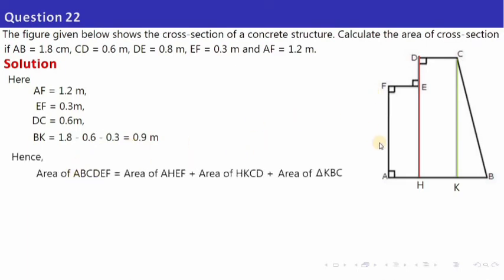Now the question is asking you to find the area. So the area of this figure ABCDEF will be equal to the area of AHEF plus the area of HKCD plus the area of triangle KBC. Now the area of rectangle AHEF. What is the length? AF is the length, which is 1.2, and the breadth, that is EF, is given to be 0.3. So this becomes 1.2 into 0.3.